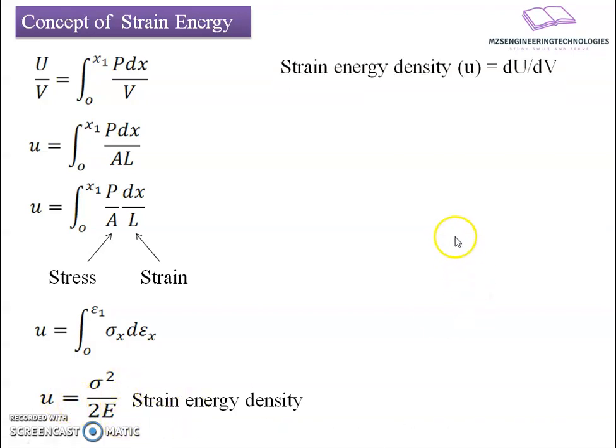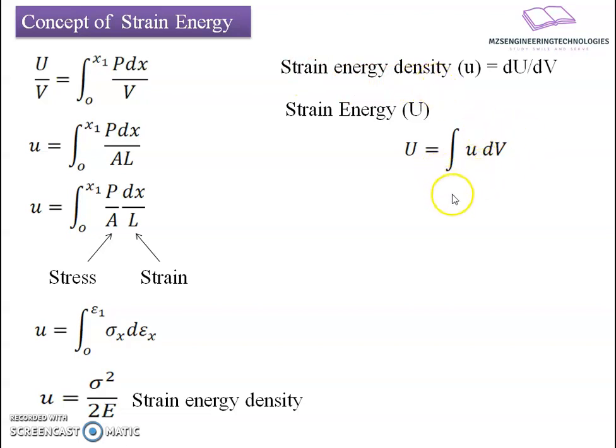Now we'll recall the statement which we have made. Strain energy density U is equal to dU divided by dV, a small increment in the strain energy divided by increment in the volume. If you rearrange this to get the total value of strain energy, this equation can be rearranged as U equals integration u dV. It means I am going to extend the distribution of strain energy density over the entire volume.